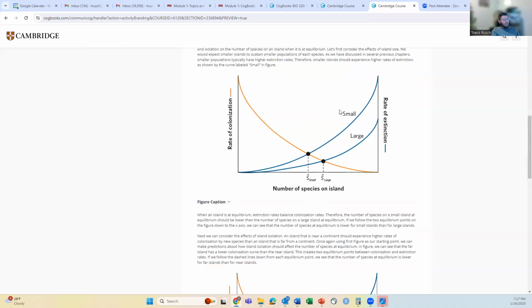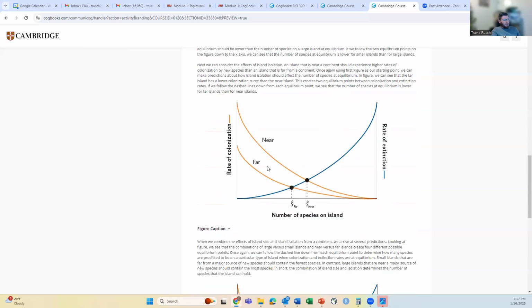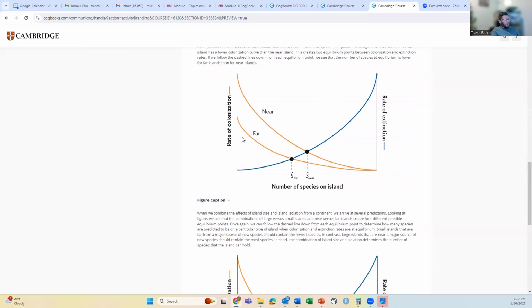Okay, so that's talking about the size of the island and how that has an effect. But as we mentioned earlier too, there's also a distance portion, which is going to affect colonization. So if it's far, you're going to have a lower rate of colonization versus if the island is near the mainland, you're going to have a higher rate of colonization. And why do we see the difference here? Why is there a higher rate of colonization for islands that are near or closer to the mainland?